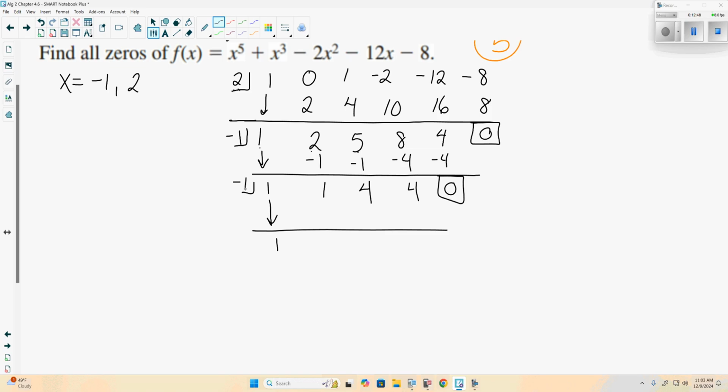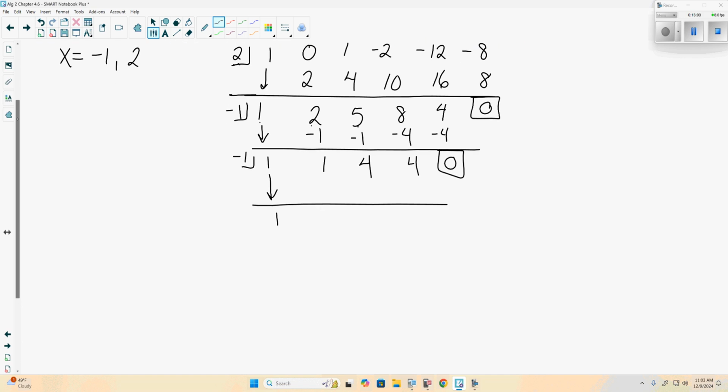Because at this point, the degree is 3. Oh, yeah, you did say we could do negative 1 more than once. Because if it touches the x-axis of the graph but does not cross it, it's most likely going to have an even multiplicity. It's going to show up more than once. So we can try negative 1 again.